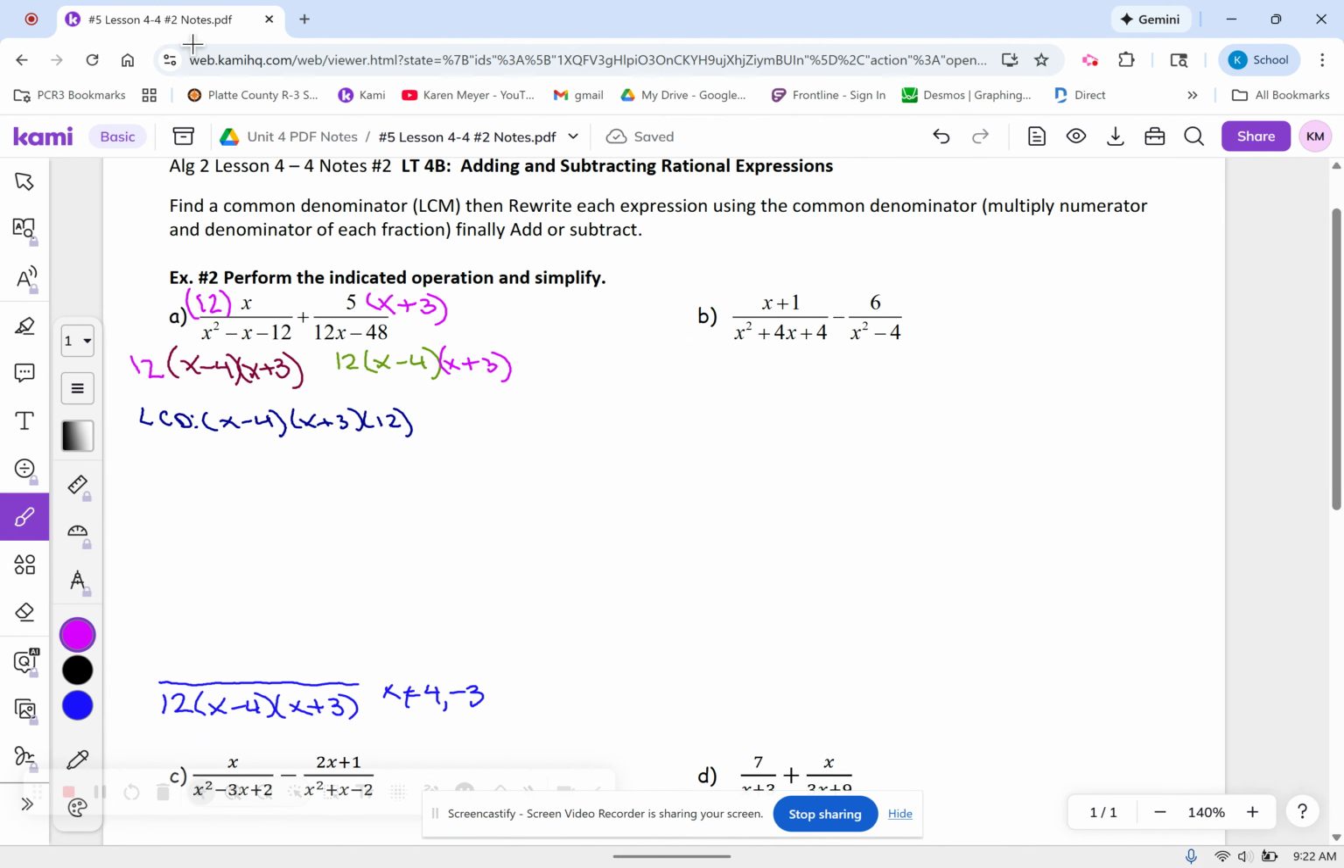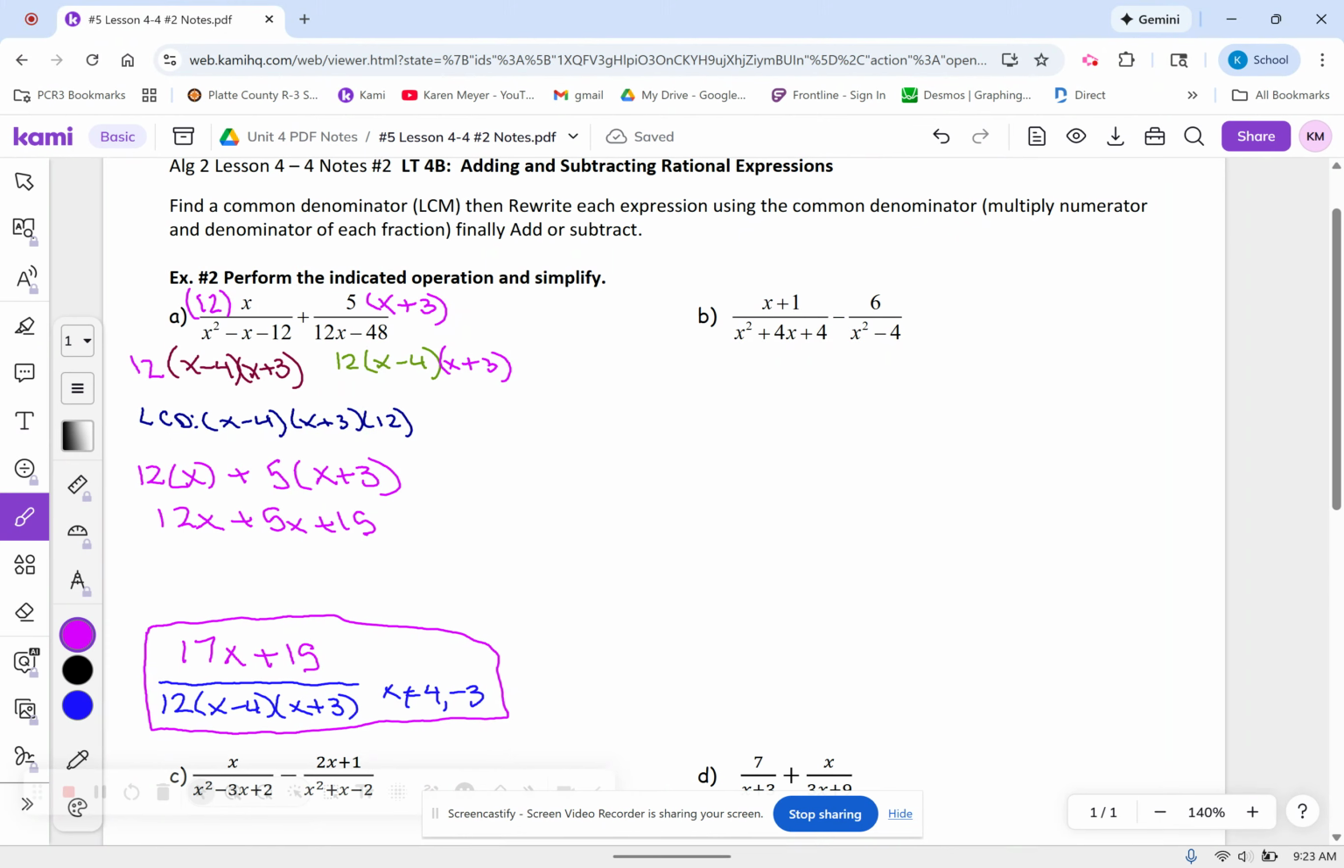On the two numerators, I have 12 times x plus, because there's an addition between the two fractions, 5 times x plus 3. So that gives me 12x, distribute, so plus 5x plus 15. Combine like terms, and so your top becomes 17x plus 15. And then that over your LCD with your restrictions makes your final answer.